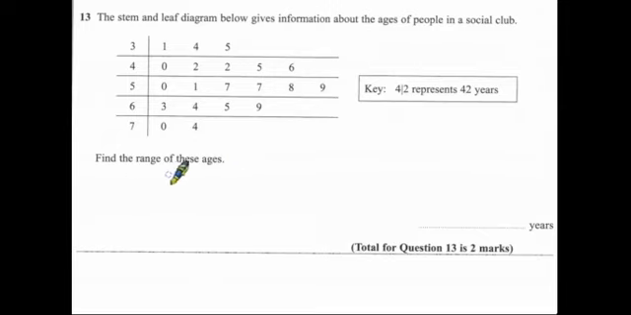So when we are asked to find the range, well, the range is the largest number take away the smallest. In this case, the oldest take away the youngest. So the oldest person is 74. 7/4 is 74. Take away the age of the youngest person, well, the youngest is 31. So we have 74 minus 31. The answer is 43.